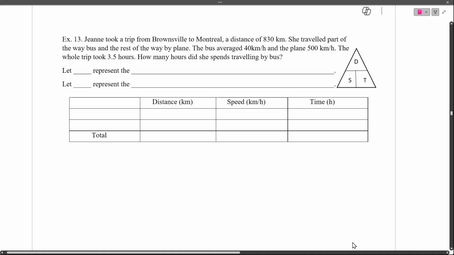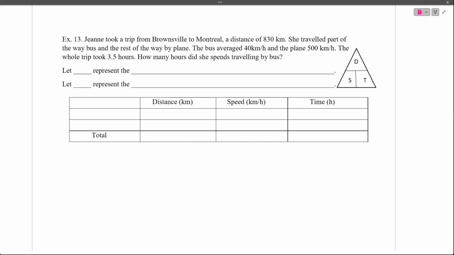In this case, we have Jean took a trip from Brownsville to Montreal, a total distance of 830 kilometers. She traveled part of the way by bus and the rest of the way by plane. The bus averaged 40 kilometers an hour and the plane averaged 50 kilometers per hour. The whole trip took 3.5 hours. How many hours did she spend traveling by bus?